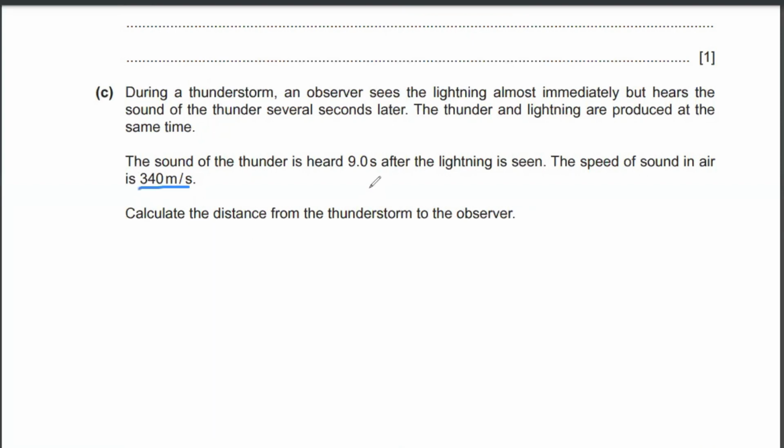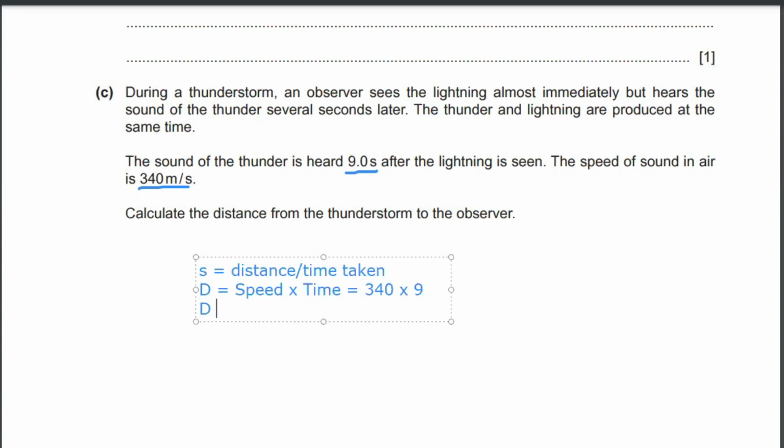Now they have given us the speed of sound in air. They have also given when we will hear the sound from the thunder. It will be about 9 seconds after the lightning strikes. So the equation for speed is distance divided by the time taken to travel that distance. Arranging this for distance, let's say capital D, it will be equal to speed multiplied by time, which is equal to 340 multiplied by 9 seconds.